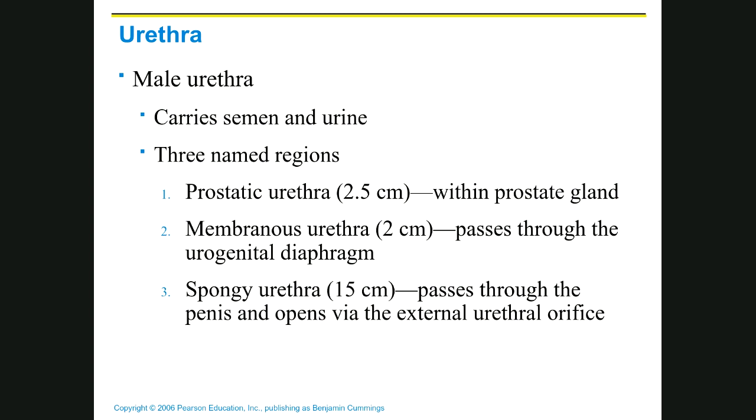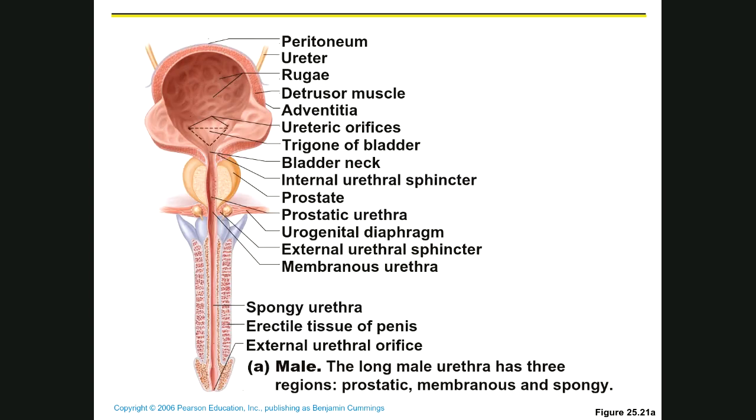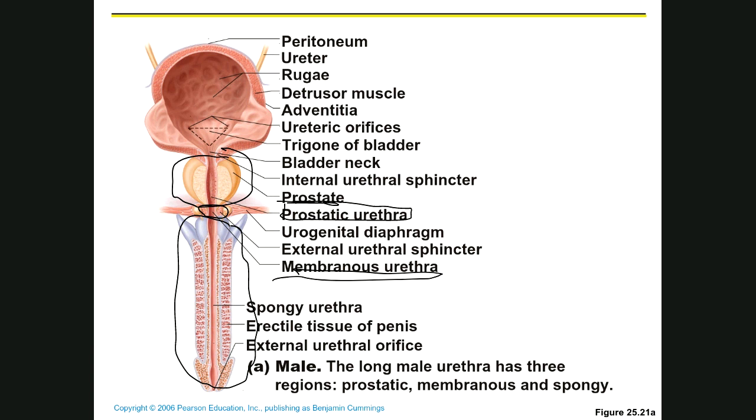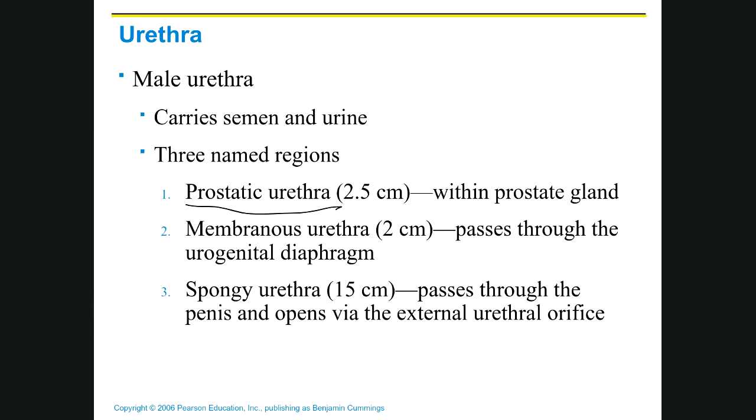With the male, it's about 20 centimeters in length, and it's divided up into 3 regions. So the first region goes through this gland. The gland is called the prostate, so it's called the prostatic urethra. The next region goes through the body wall, and that's called the membranous urethra. And then the last part through the penis, and that's the penile or spongy urethra. So there's 3 parts: prostatic, membranous, and spongy urethra.